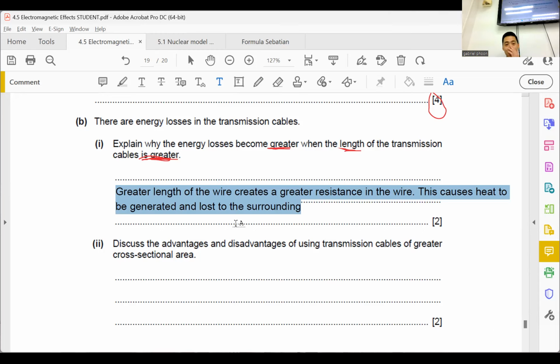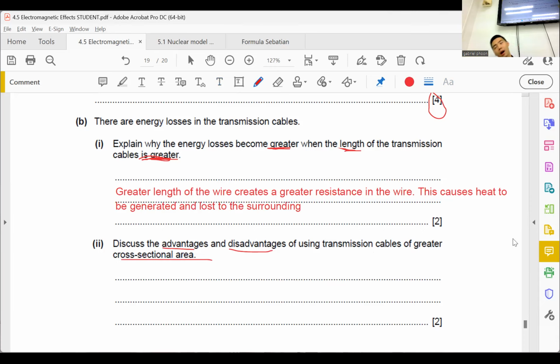Okay, then finally the last question here. They say discuss the advantage and disadvantage of using a transmission cable of greater cross-sectional area, guys. How does the cross-sectional area once again affect the resistance? Abiel, greater cross-sectional area, more or less resistance? A or B? Greater cross-sectional area versus small cross-sectional area, which one has greater resistance?